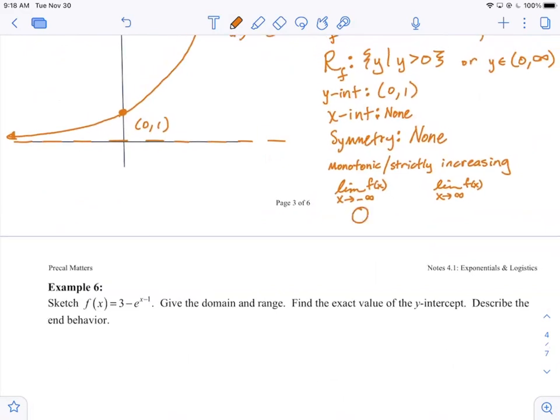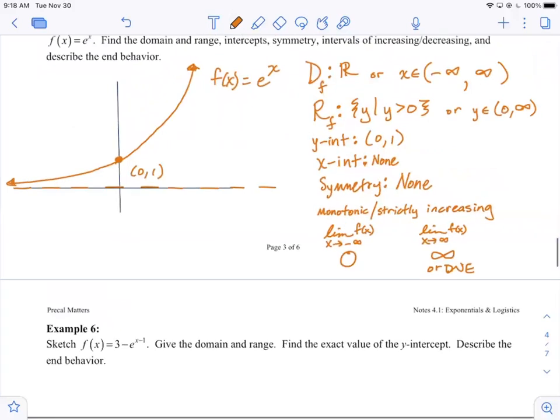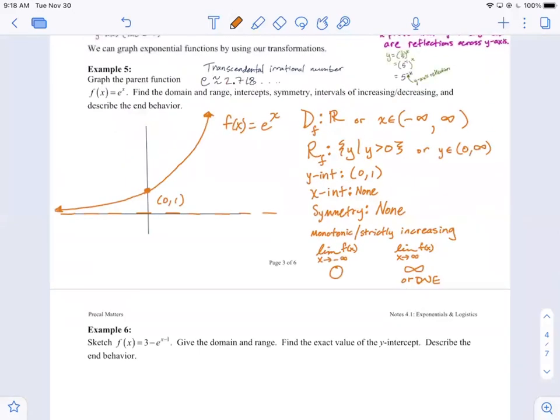And then the right end behavior is infinity, right? Or DNE. So again, I mentioned yesterday that that's one of the most remarkable features of any exponential function, whether it's growth or decay. It's the fact that their end behaviors are dramatically different. Okay, dramatically different. Is there anything else about this function that's worth saying?